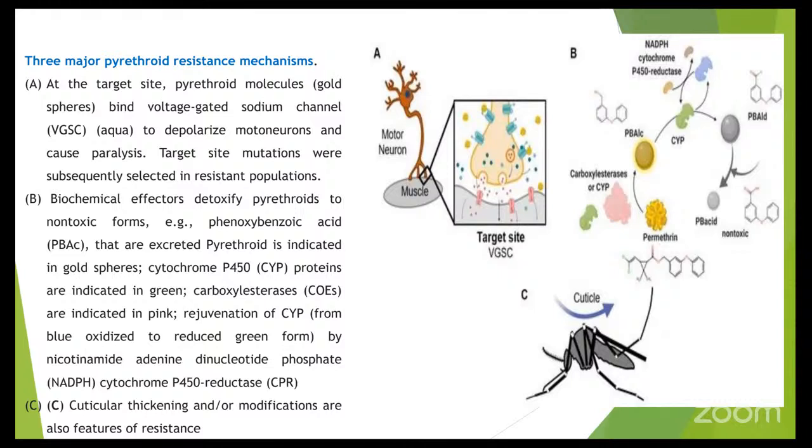NADPH, cytochrome P450 reductase. And in C, you can see the cuticular thickening or the modifications are also features of the resistance. So if the cuticle is thick, then it is difficult for the insecticide to enter into the cuticle of the mosquito. No? So that is what we are seeing here.